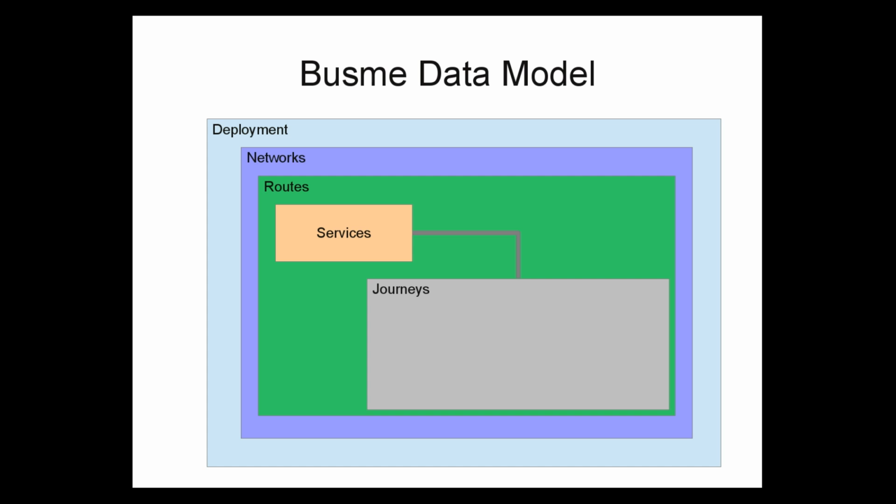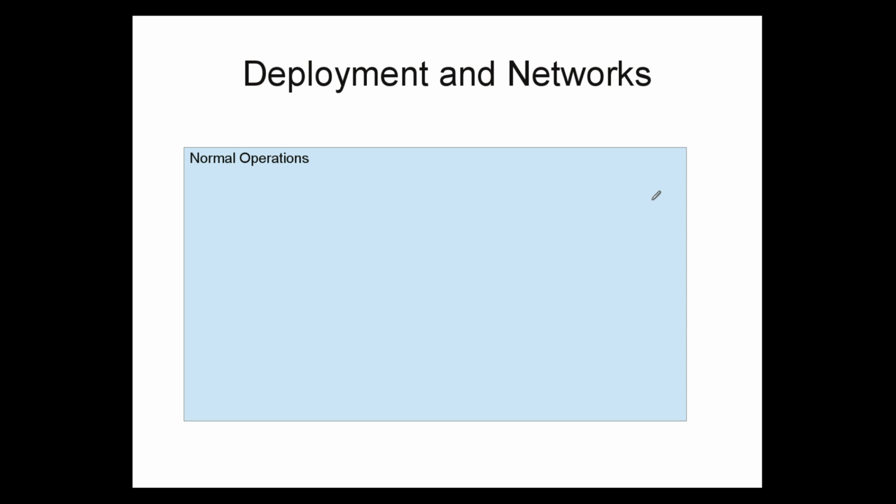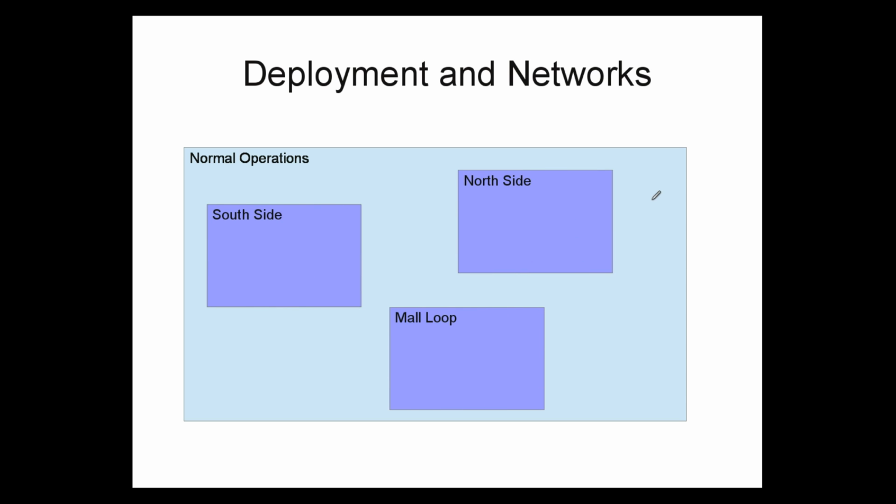In an earlier screencast, I explained the underlying Busme data model. In this data model, the deployment is the top level component. The next component down is the network. So a deployment is comprised of a collection of networks. A network is the other manageable piece of a Busme schedule.